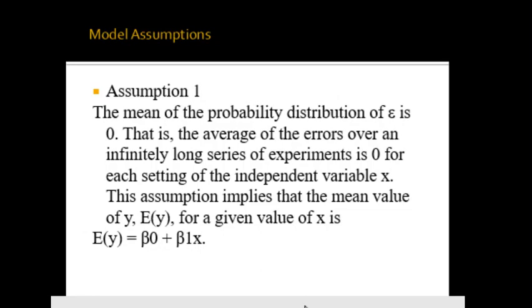That is, imagine this: if an infinitely long series of experiments was done, then over time the average of these errors would be 0 for each setting of the independent variable x. But in terms of writing the assumption, we will just use this part: the mean of the probability distribution of epsilons is 0.